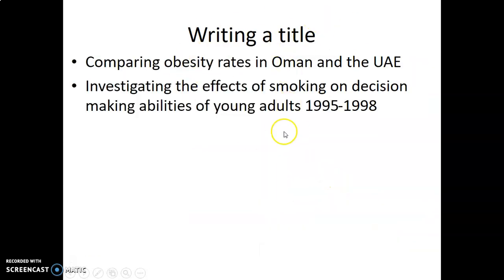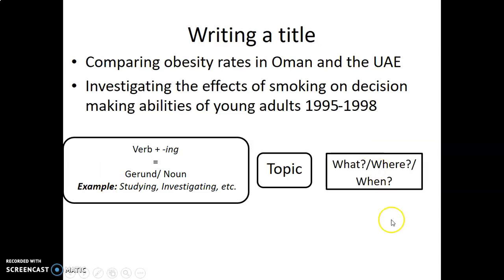So these are some examples of titles. Here you can see that they look pretty long. So they should be detailed, right? They should be detailed, but they start with a verb plus ing. You can't write just obesity rates in Oman and the UAE. Well, it should be like the verb plus ing. What action, like what are you doing there in that report? Are you comparing, summarizing, calculating, investigating, like what? Okay, so again, that's the formula that you use to write a title.